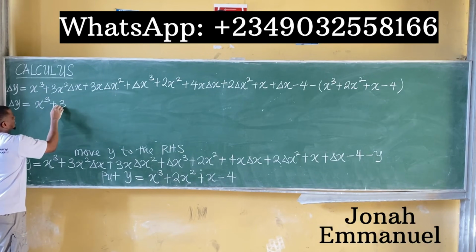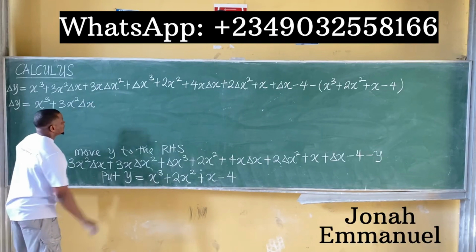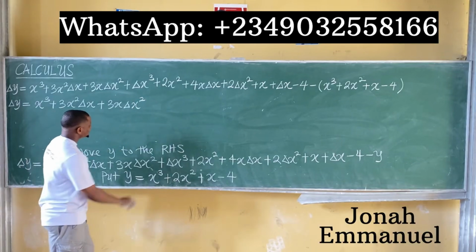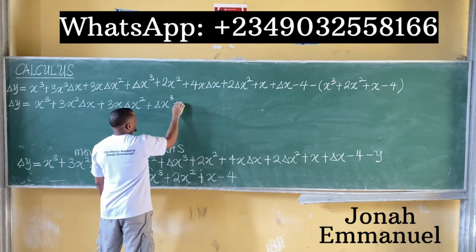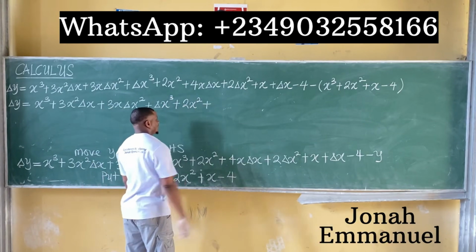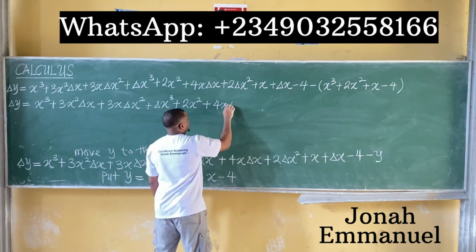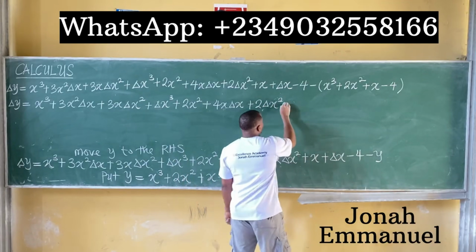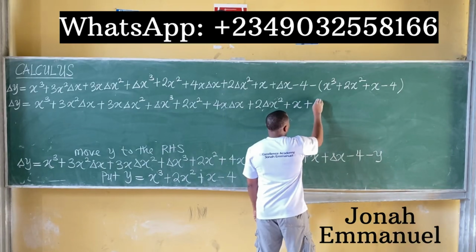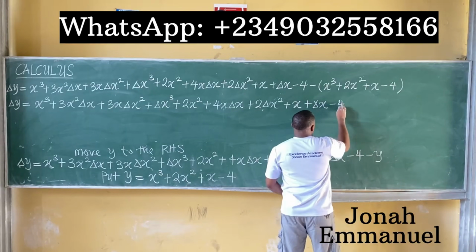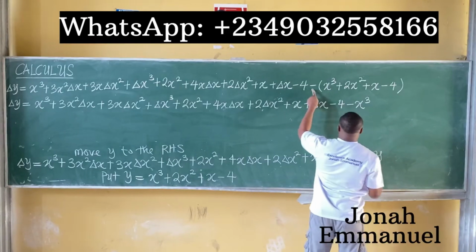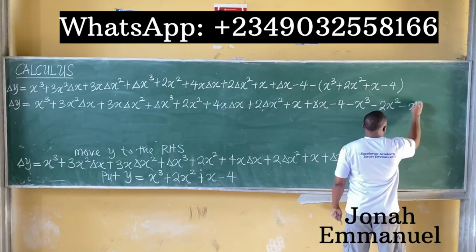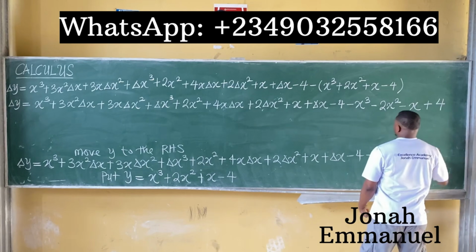x cubed plus 3x squared change in x plus 3x change in x all squared plus change in x cubed plus 2x squared plus 4x change in x plus 2 change in x squared plus x plus change in x minus 4, minus x cubed, this and this, minus to plus minus 2x squared, minus to plus minus x, minus to minus plus 4. Let's see if it cancels out.